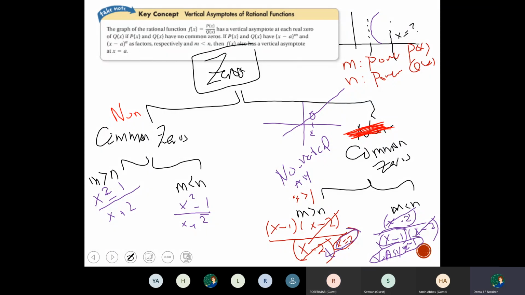Now, for the non-common zeros, if you have m less than n, like x squared minus 1 over x plus 2, it will be x minus 1 times x plus 1, sorry, over x plus 2. Did we have common zeros here? No. So if there are no common zeros, I will look at the real zeros of q of x, which is at x equal negative 2. So the vertical asymptote is when x equals negative 2.